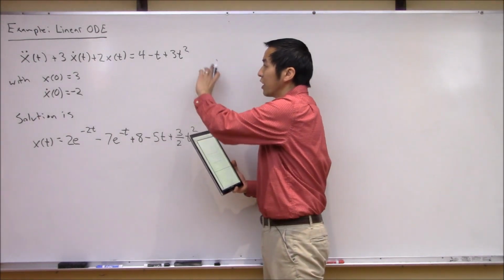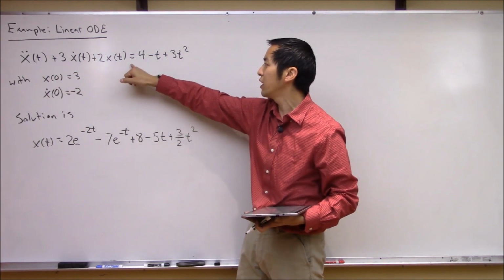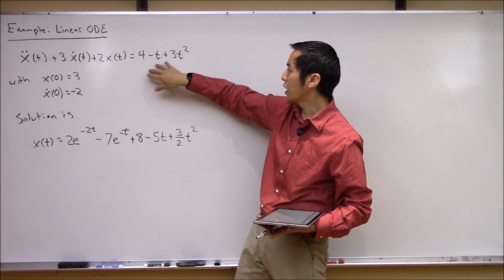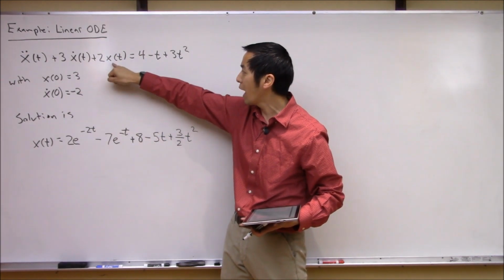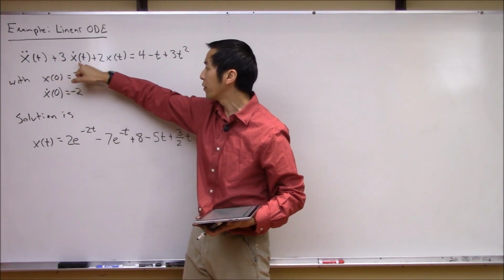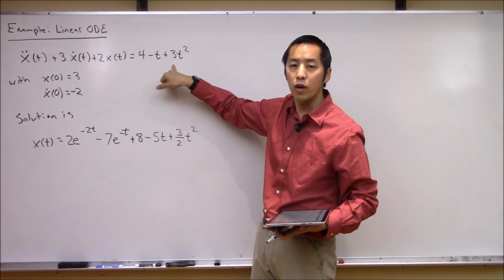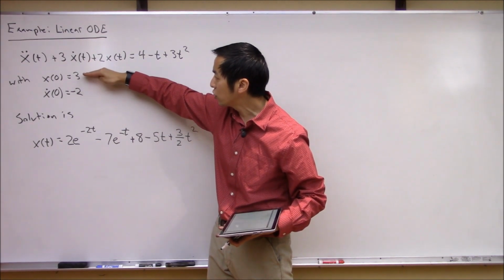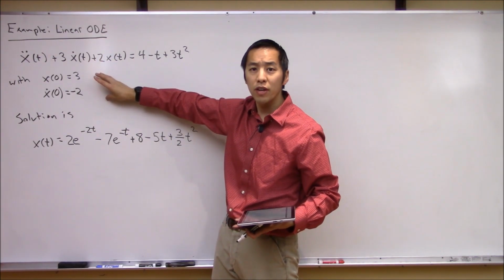All right, so here's an example of a linear ordinary differential equation. x double dot plus 3x dot plus 2x of t has got to equal 4 minus t plus 3t squared. Again, this right-hand side is just a quadratic. But now I'm looking for a function x such that when I take its second derivative, add it to 3 times its first derivative, plus 2 times itself, it equals this quadratic function. And furthermore, we've got these 2 boundary conditions: the function needs to start at 3 and its initial slope has to be -2. So that's what an ordinary differential equation looks like.